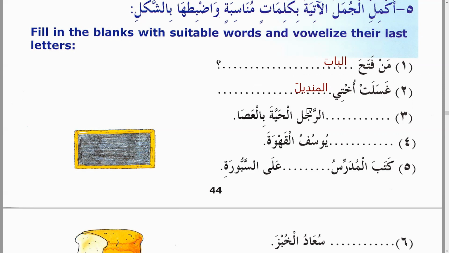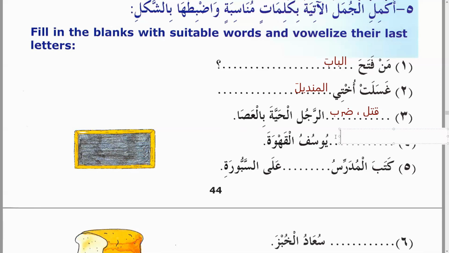Next one, third. Ar-rajul al-hayya bil-asa. The man killed the snake with the stick. Al-asa is a stick. So killing, which verb is it? Or hitting, you can say hitting also. Both are fine. Qatala is also fine. Also daraba. Qatala or daraba. Right? Past tense.